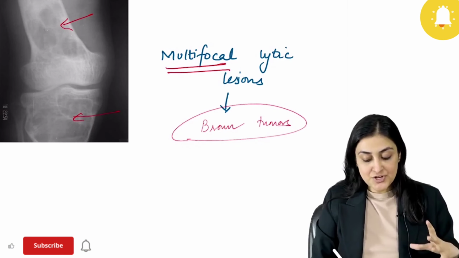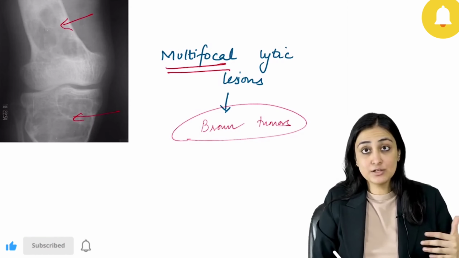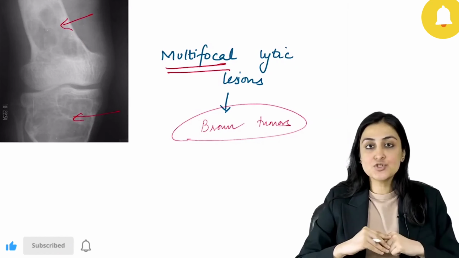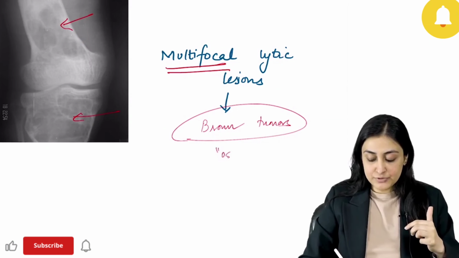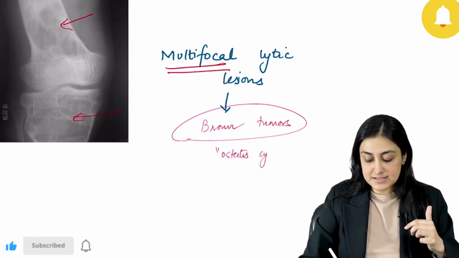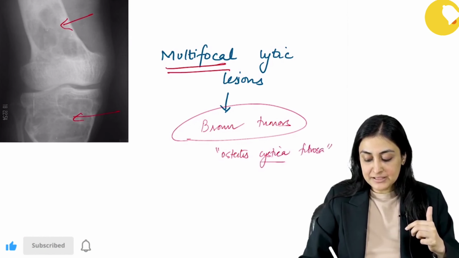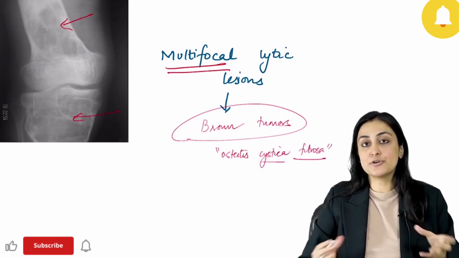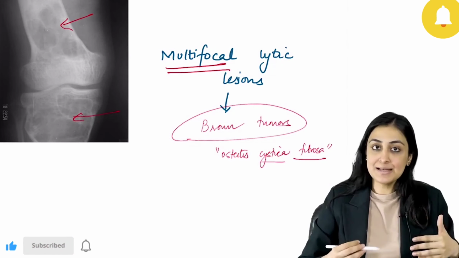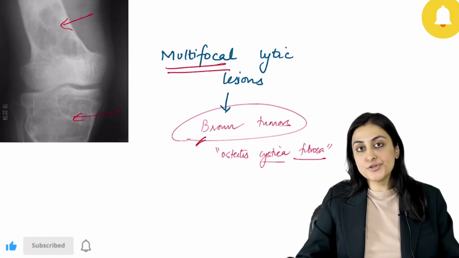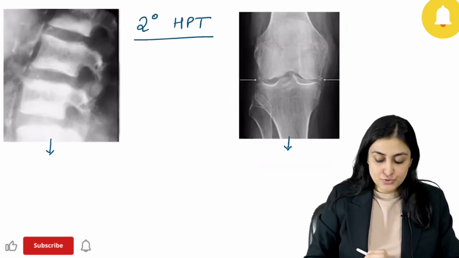So these brown tumors are again basically pathologically, why are they called brown tumors? Because there is a lot of bleeding which goes into them. They are also referred to as osteitis cystica fibrosa, right? So they form this cystic sort of cavity. There's fibrosis. There's going to be a lot of hemosiderin deposition in them because of the bleeding, which results in the name brown tumors. So this is about brown tumors.